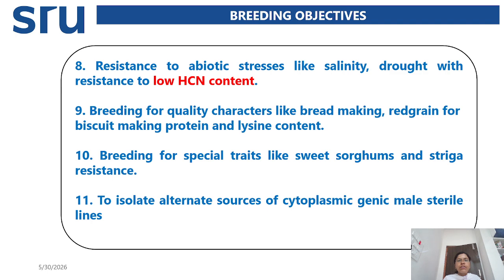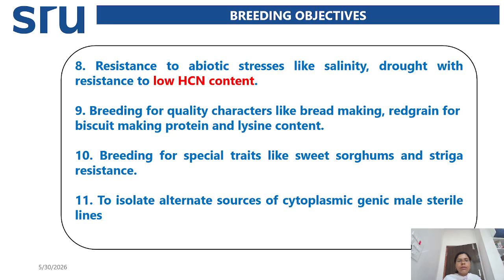And next is breeding for quality characters like bread making. Mostly we use it for bread making, and red grain for biscuit making, and the protein and lysine content. Mostly sorghum is used for making chapatis. Nowadays we are consuming sorghum, that is jowar rotis, because they have high fiber content and low glycemic index, so we are consuming more.